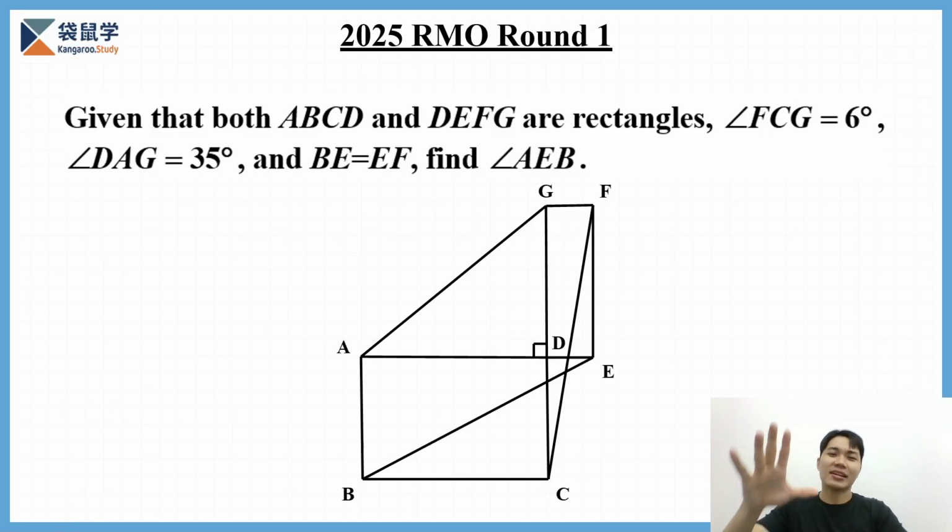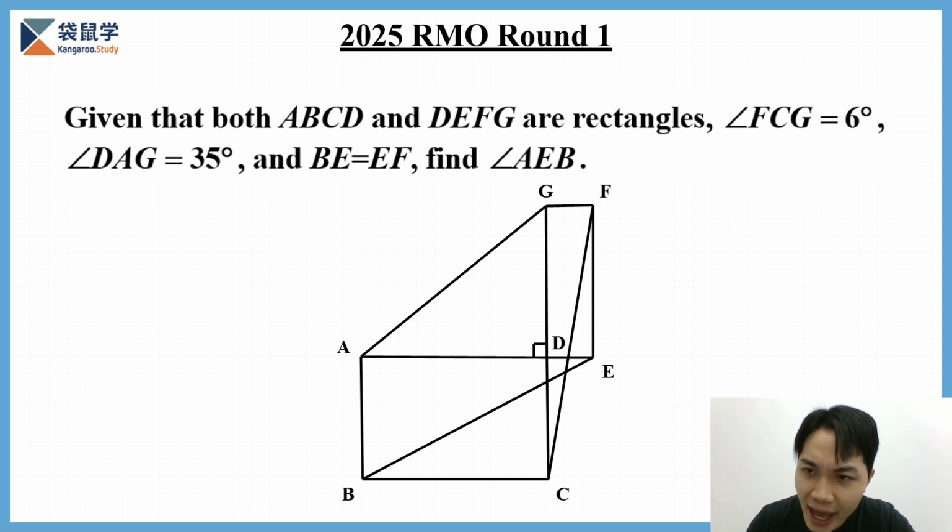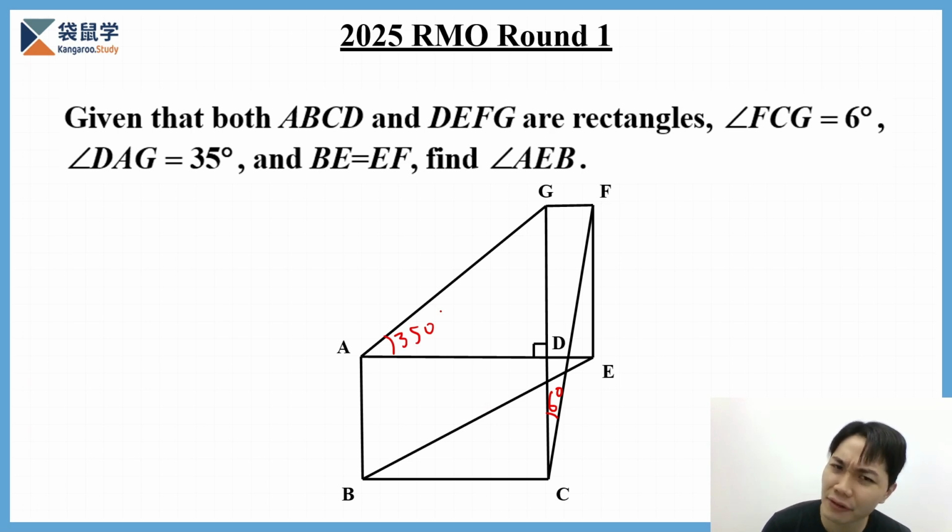So this question is from round 1. Given that ABCD and DEFG are rectangles, FCG is 6 degrees, DAG is 35 and BE is equals to EF. Find angle AEB. So we have some information. Let's write it down. FCG is equals to 6 degrees. Okay. Perfect. And then DAG is 35. And BE is equals to EF. Interesting piece of information.